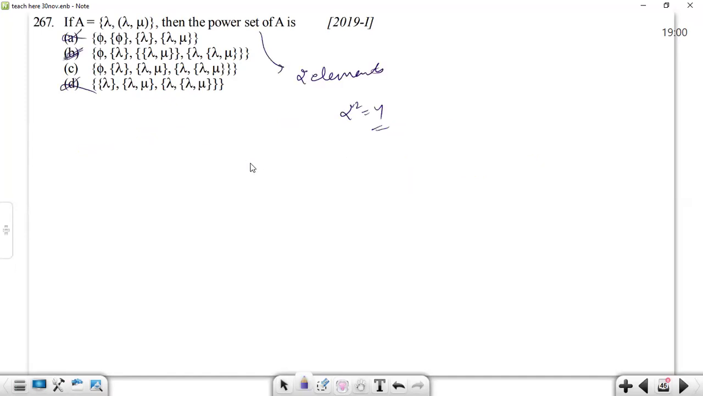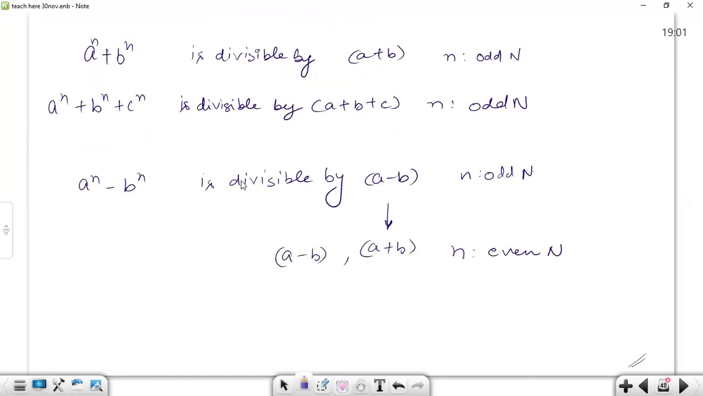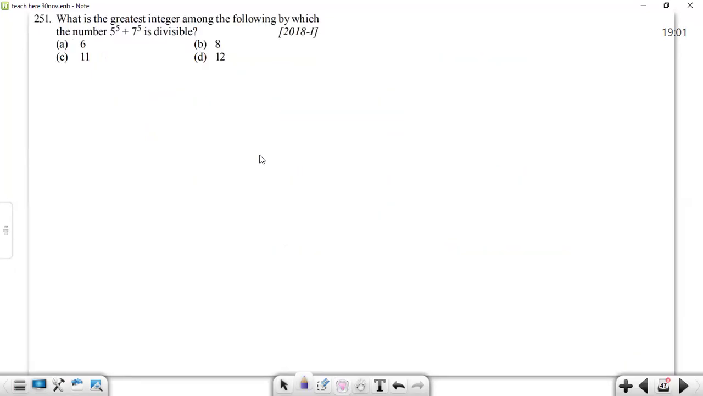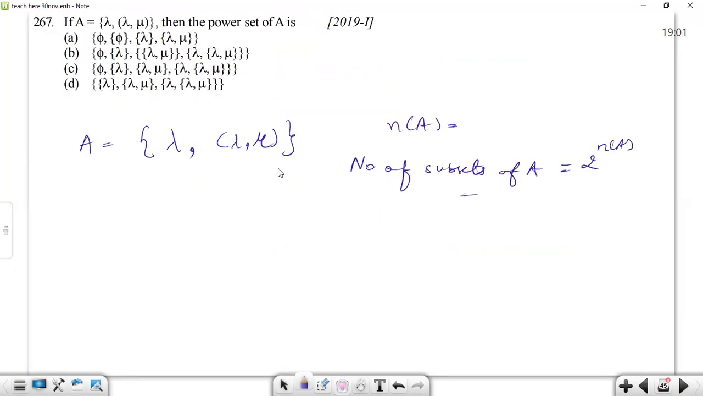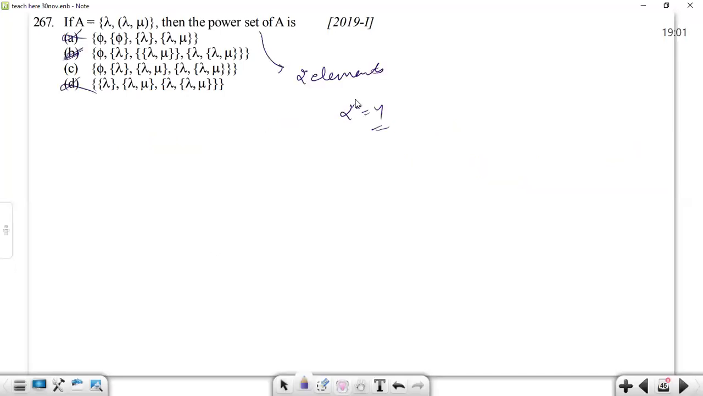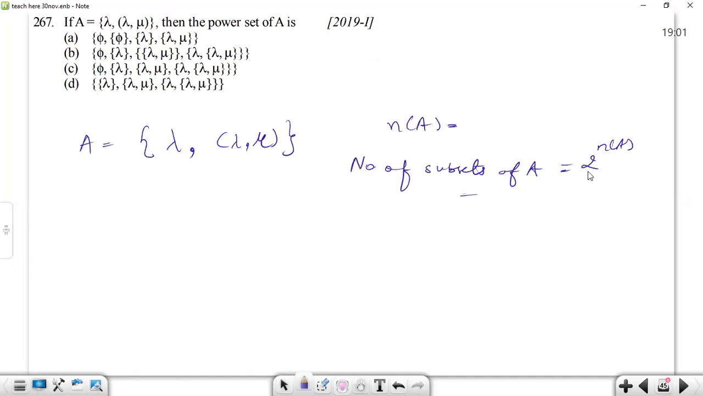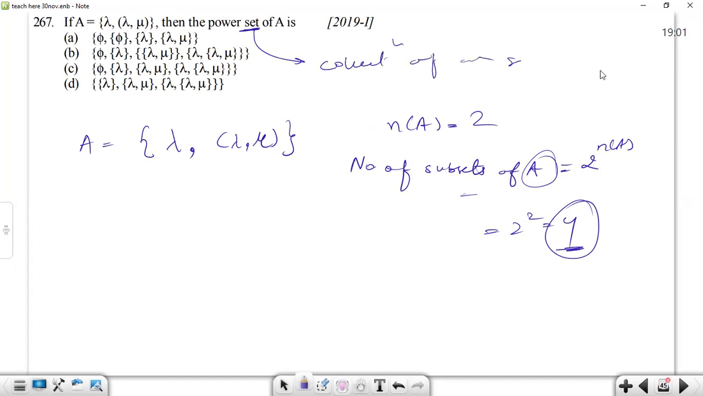So how many elements are there in set A? See here. How many? There are 2 elements in set A. So the number of subsets should be 2 raised to power 2, which is 4. So there should be 4 subsets of set A. And if we are talking about the power set, it is the collection of all subsets, right? So there has to be 4 elements.